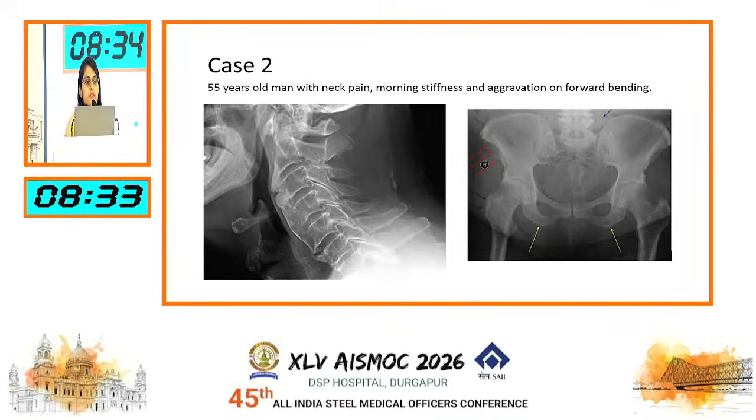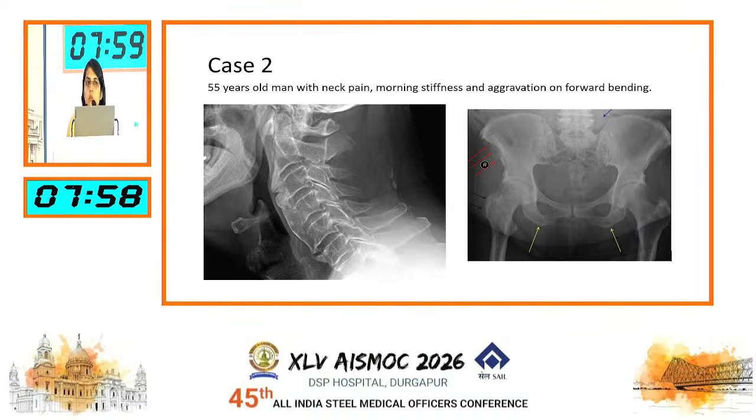Case 2, this is a 55-year-old man with neck pain, morning stiffness and pain which is aggravated on forward bending, also having some problem when he's trying to swallow, difficulty in deglutition, and this is the X-ray. It again looks like syndesmophytes and an ankylosed spine, but when we see the X-ray of the pelvis, we can see that there is no sacroiliitis. There are some enthesitis also, the red pointers and the white arrows. These are suggestive of enthesitis, but there is no sacroiliitis.